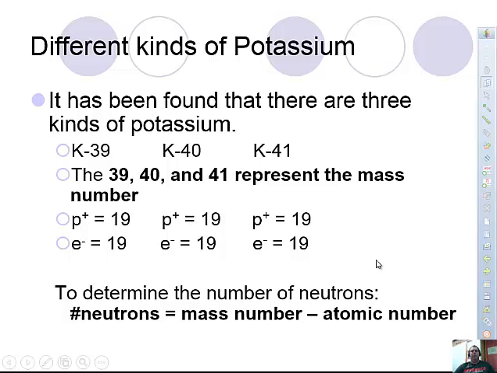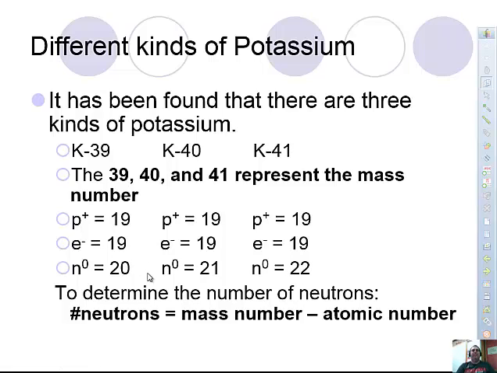But what about the number of neutrons? Well, to find the number of neutrons, we're just going to rearrange. The number of neutrons is, take your mass number, subtract away your atomic number. So on this one, here's my mass number, 39. We're going to subtract away the atomic number. 39 minus 19, we get 20. This one here, we're going to take 40 minus 19. This one here, we're going to take 41 minus 19. And when I do that, here's my neutrons.